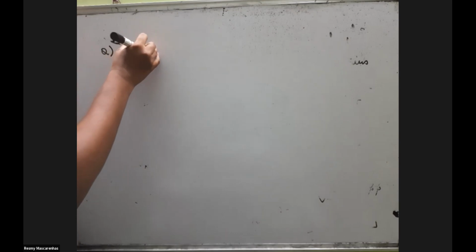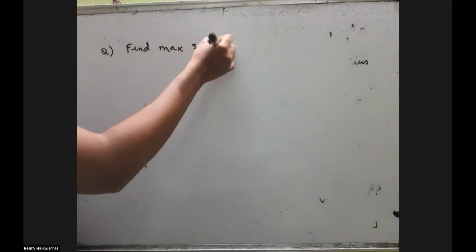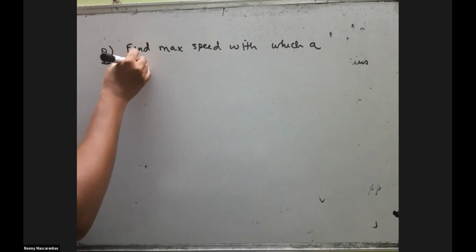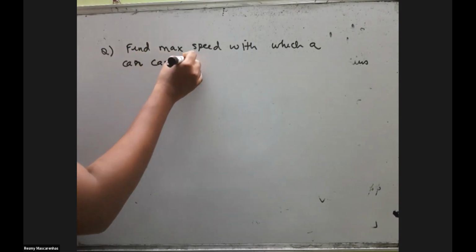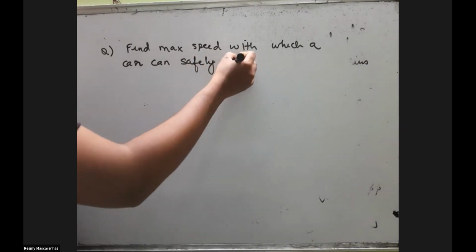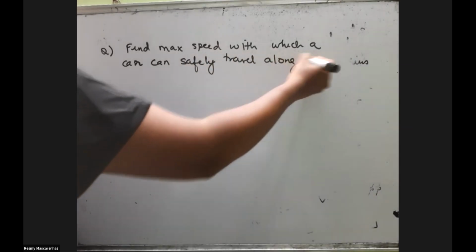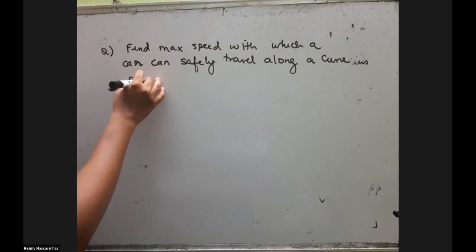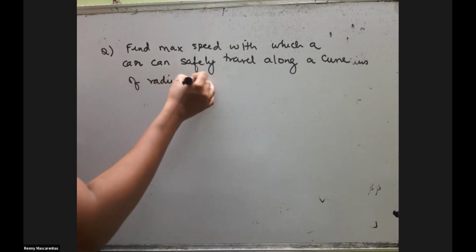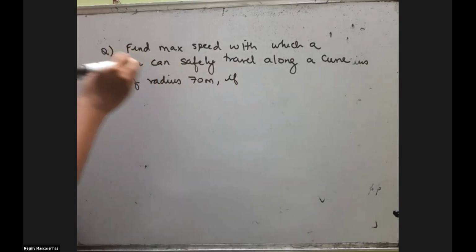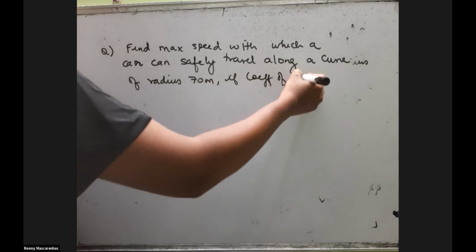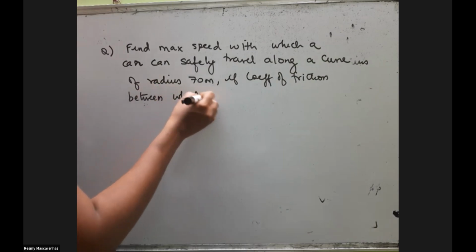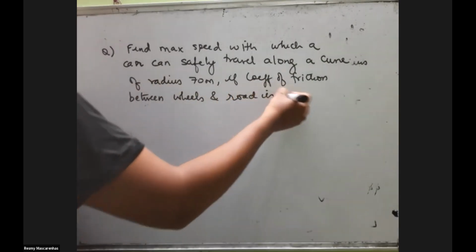Now to find the maximum speed with which a car can safely travel along a curve of radius 70 meters, if the coefficient of friction between wheels and road is 0.3.